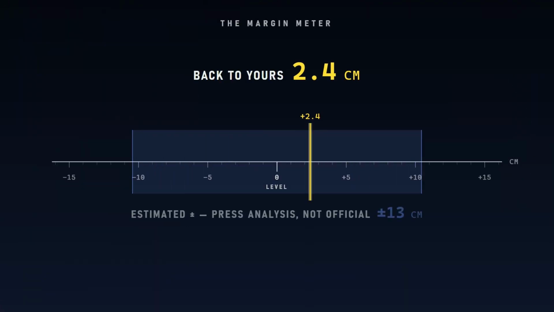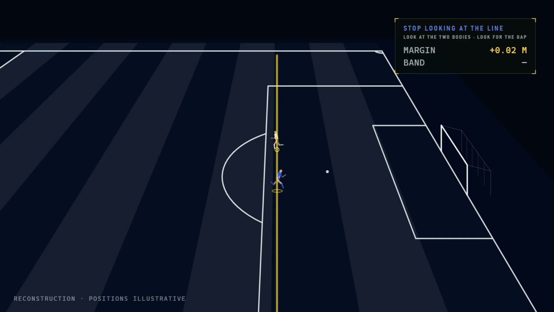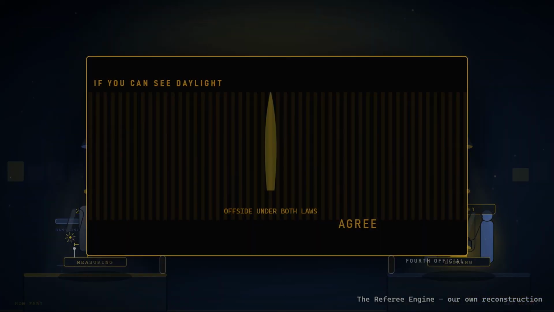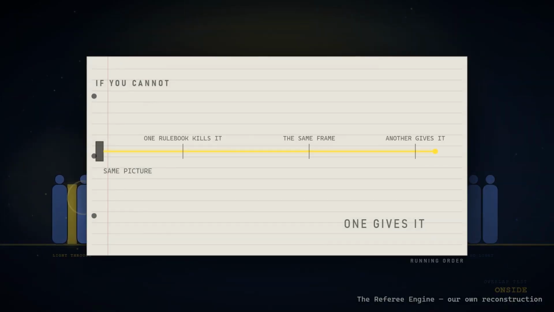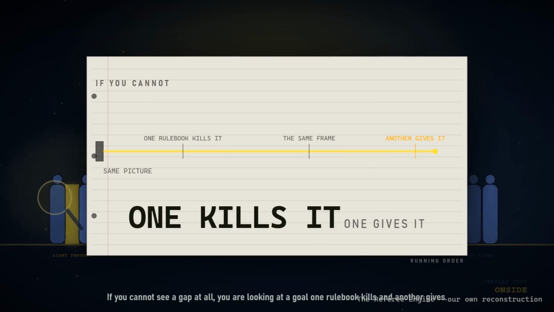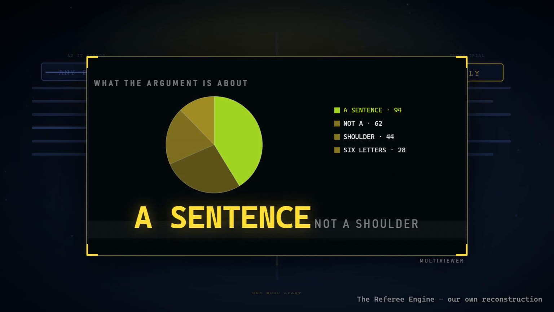So, back to your 2.4 centimeters. Here is a check you can run tonight on any offside graphic on your screen. Stop looking at the line. Look at the 2 bodies and look for the gap. If you can see daylight, that call is offside under both laws, and nobody anywhere would argue. If you cannot see a gap at all, you are looking at a goal one rulebook kills and another gives. And every argument that follows is about a sentence, not about a shoulder.